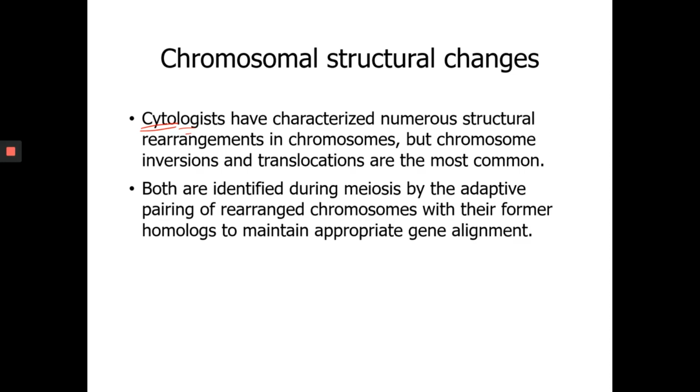So they have categorized numerous structural rearrangements in chromosomes, but chromosome inversions and translocations are the most common. You probably are not familiar with this, but the chromosomes actually change and move all the time. So you may have these two types of rearrangements, inversions and translocations. Both have been identified during meiosis by the adaptive pairing of rearranged chromosomes with their former homologs to maintain appropriate gene alignment.